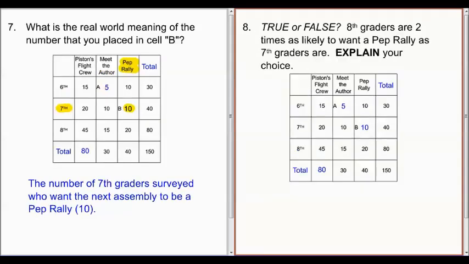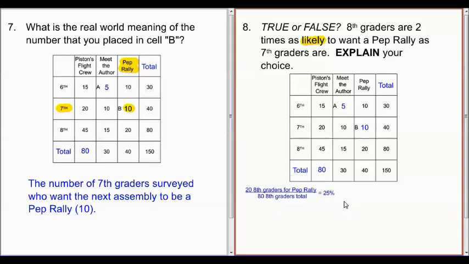All right. Now we get into some likeliness here. True or false, 8th graders are 2 times as likely to want a pep rally as 7th graders are. Well, if we look at the pep rally, it looks like the number of 8th graders is 2 times 10, the 7th graders, but that's not explaining, again, likeliness, as likely. So we really need to get to some percentages.